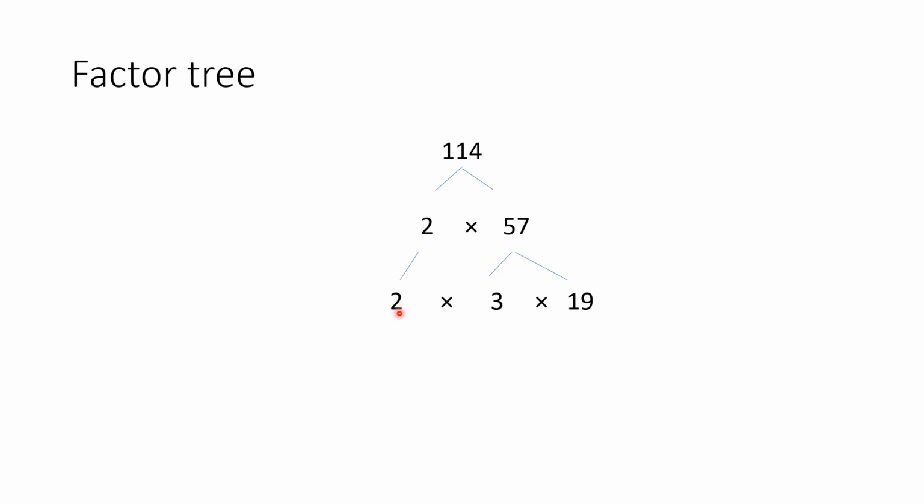Now we can see 2, 3 and 19 all are prime numbers. It means prime factorization of 114 equals to 2 multiply by 3 multiply by 19. Let us take one more example so our concept will be crystal clear.